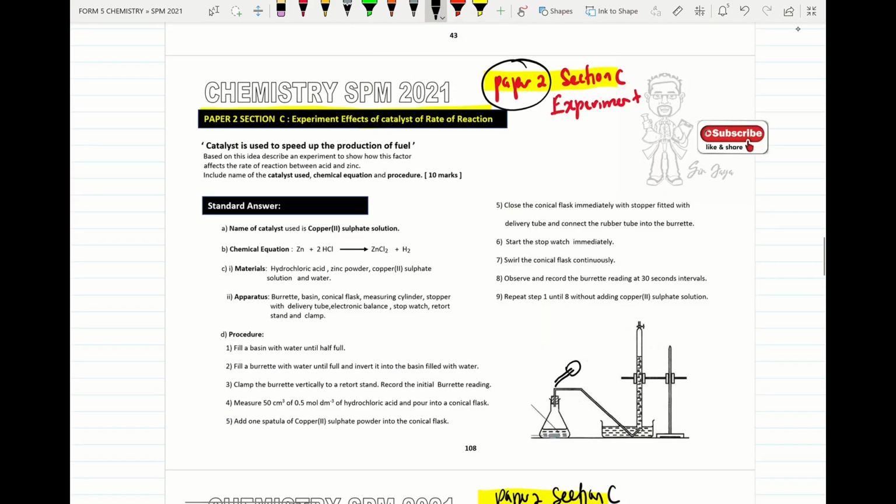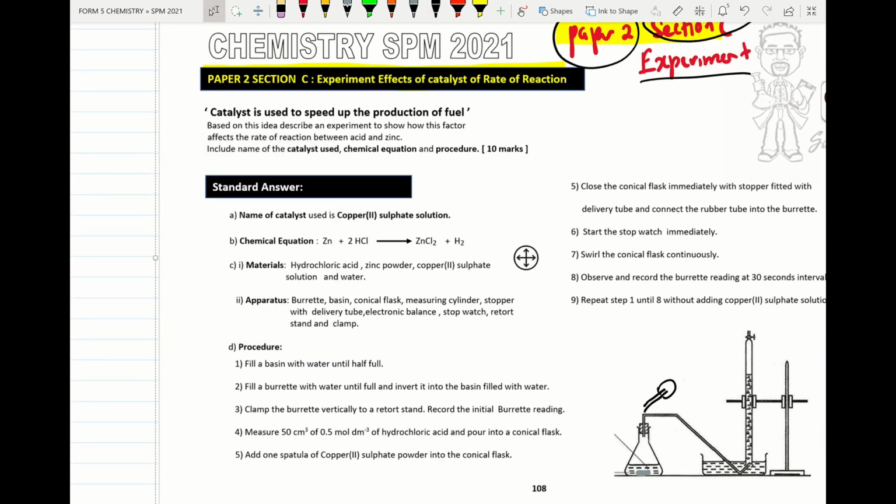Paper 2, section C, experimental essay question. Look at the essay question given here. A catalyst is used to speed up the chemical reaction, to speed up the production of fuel. Based on the idea, describe an experiment to show the factor that affects the rate of reaction between zinc and acid.